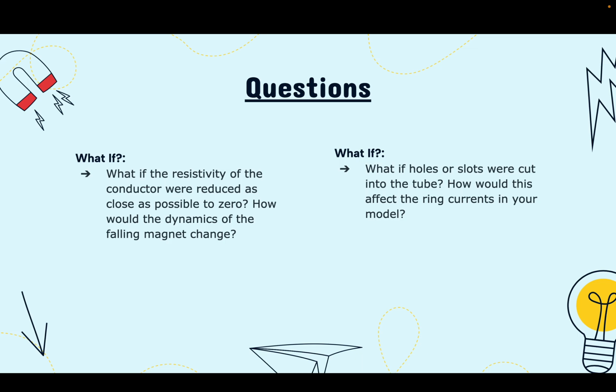What if holes or slots were cut into the tube? How would this affect the ring currents? This would disrupt the formation of the eddy currents, which are what cause the braking that slows down the fall of the magnet. The induced currents would also become weaker and limited to smaller loops. There would be less magnetic opposition, which would equal less braking force. So overall, the more cuts or slots, the less effective the eddy current braking system becomes.